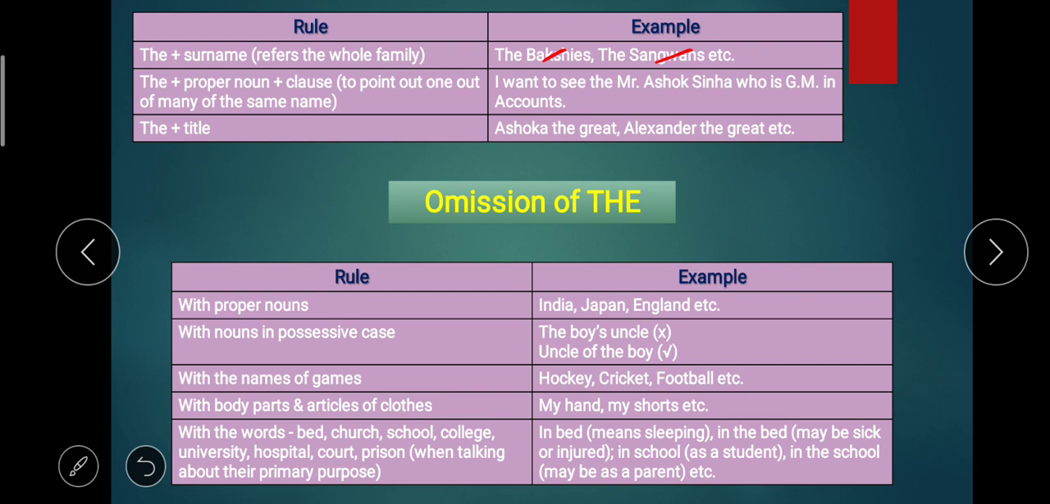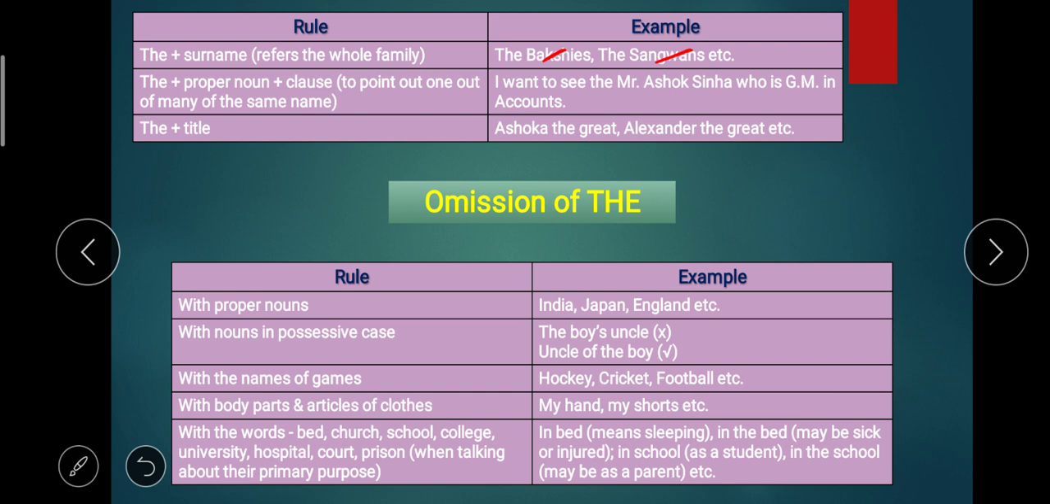Next rule is the plus proper noun plus clause to point out one out of many of the same. With proper nouns we do not use articles, but this is another case when there are many things of the same name and we want to talk about one of all of them. Suppose one institution is having many branches at different locations. So the name is the same, but still there are branches of that institution. So when we want to point out one of the many, we need to use the before that proper noun.